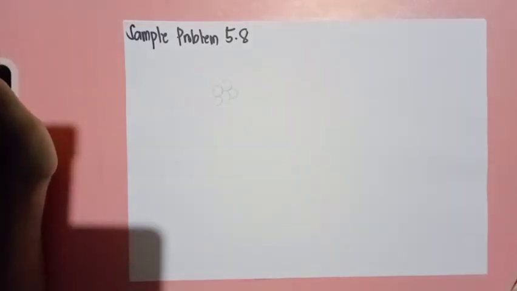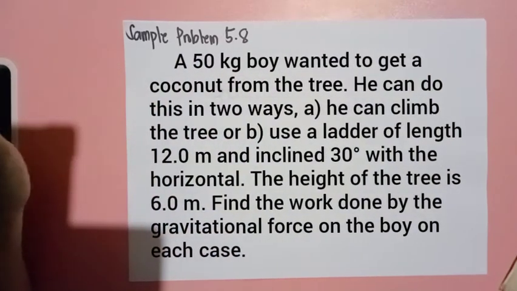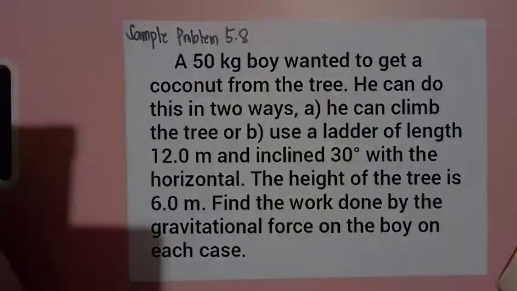Okay, so for sample problem 5.8, we have a 50 kilogram boy who wanted to get a coconut from the tree. He can do this in two ways. First is he can climb the tree, or second is use a ladder of length 12 meters and inclined 30 degrees with the horizontal. The height of the tree is 6 meters. Now find the work done by the gravitational force on the boy in each case. So we are going to deal with two cases.